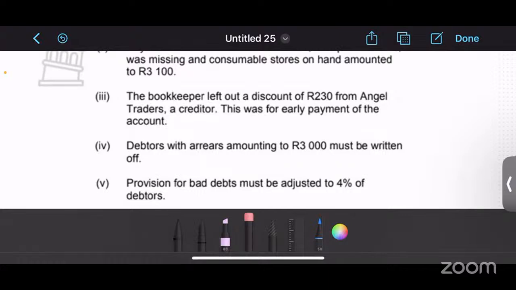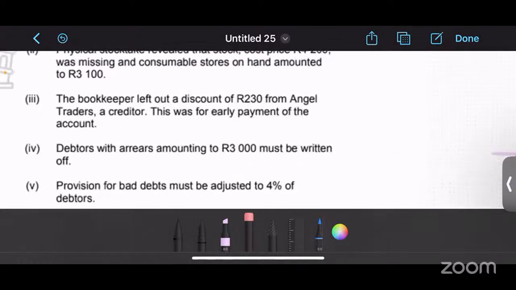Now let's go to debtors. They think debtors with arrears amounting to 3,000 must be written off. So when you write a debtor off, that means it decreases the debtors control account, right? So we're going to go to the note and then minus again the 3,000 because the debtors are decreasing when you write off a debtor. That means the people that owe you now decrease. Are you with me? When do you guys think we write off a debtor?